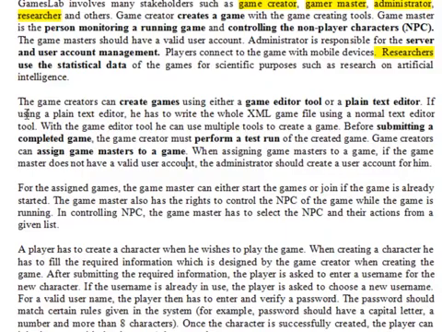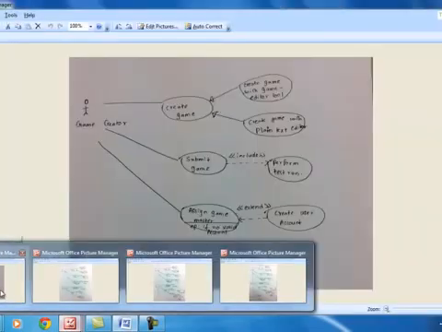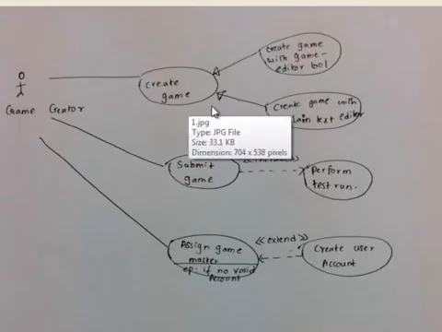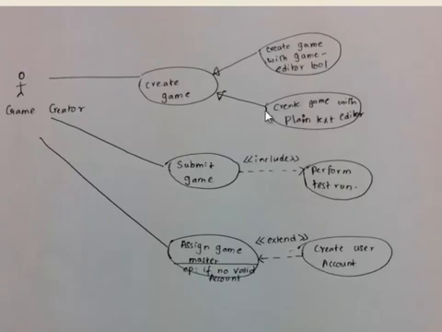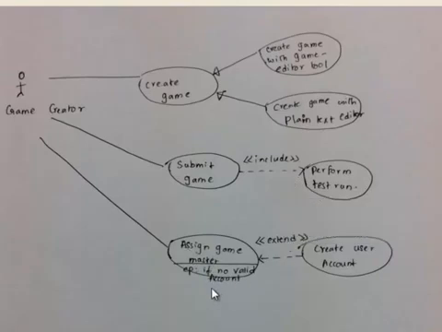Now this gives an idea about the game creator and his functionalities. If we show this in a use case diagram, this is how we have to indicate it. The game creator can create a game. Since there are two ways, we show it through use case generalization, and before submitting a game he has to perform a test run, which can be shown using an include relationship. Also, when assigning a game master, if the game master doesn't have a valid account, the game creator can request to create a user account. Likewise, try to develop this diagram stage by stage.